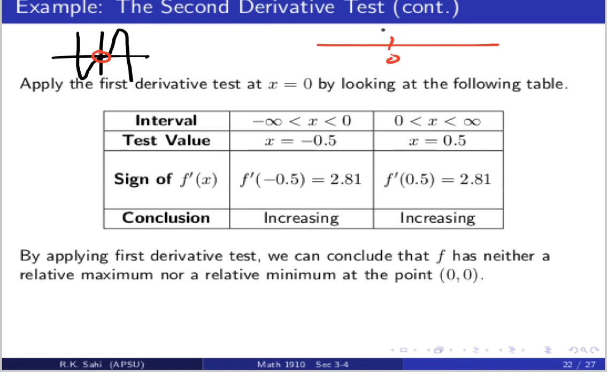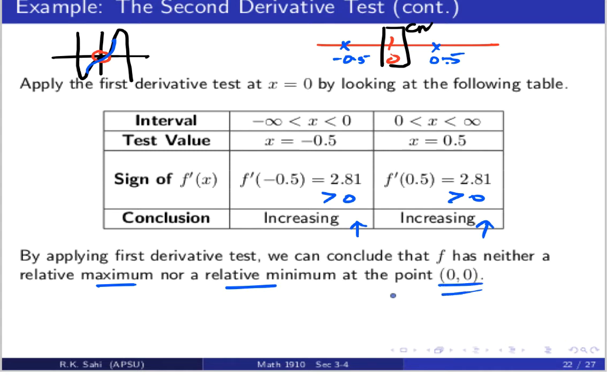Remember, this is a critical number, so we use these little hints to help us out, the visual clues. We're going to put our little test values, minus 0.5 and 0.5. So what is the first derivative at negative 0.5? It's a positive value. And the first derivative at 0.5 is also a positive value. So it's increasing and increasing. Also from the graph, you could see it's increasing and increasing. So clearly, the function has neither a relative maxima nor a minima at the point 0, 0.